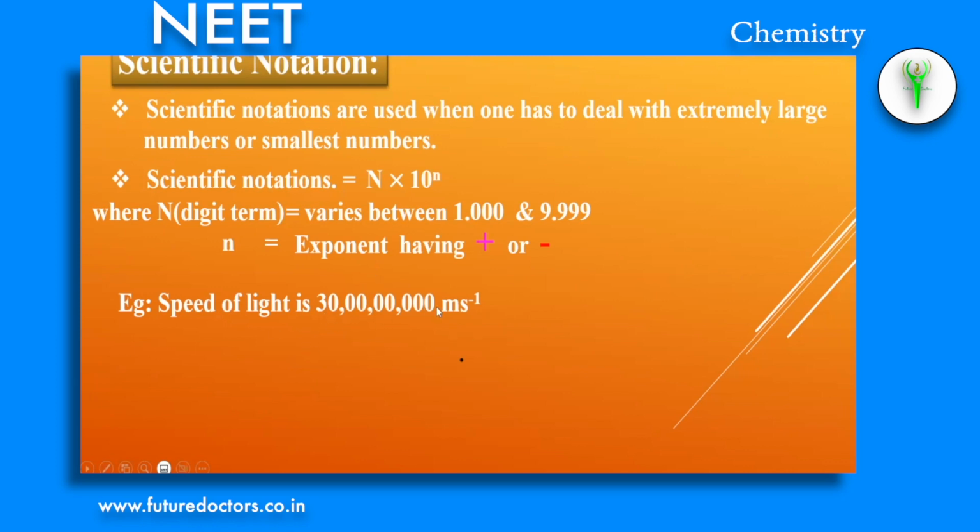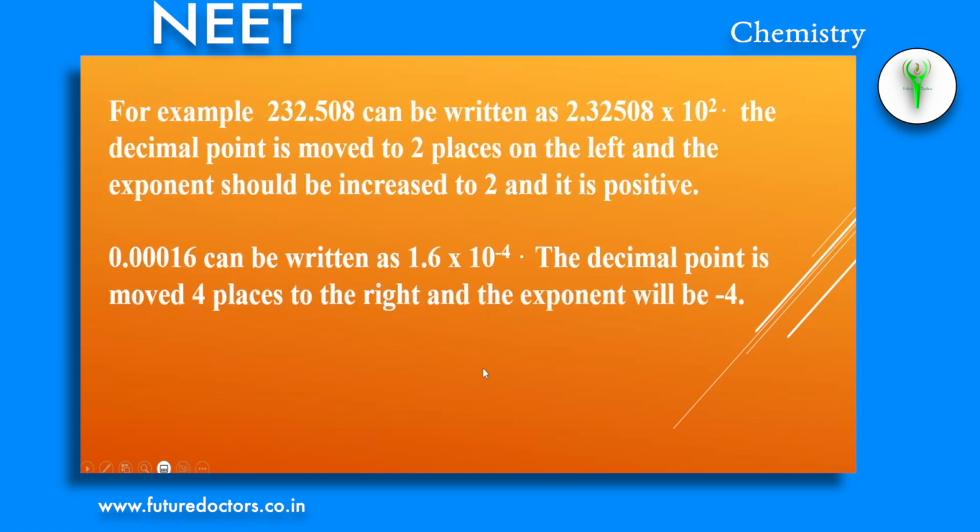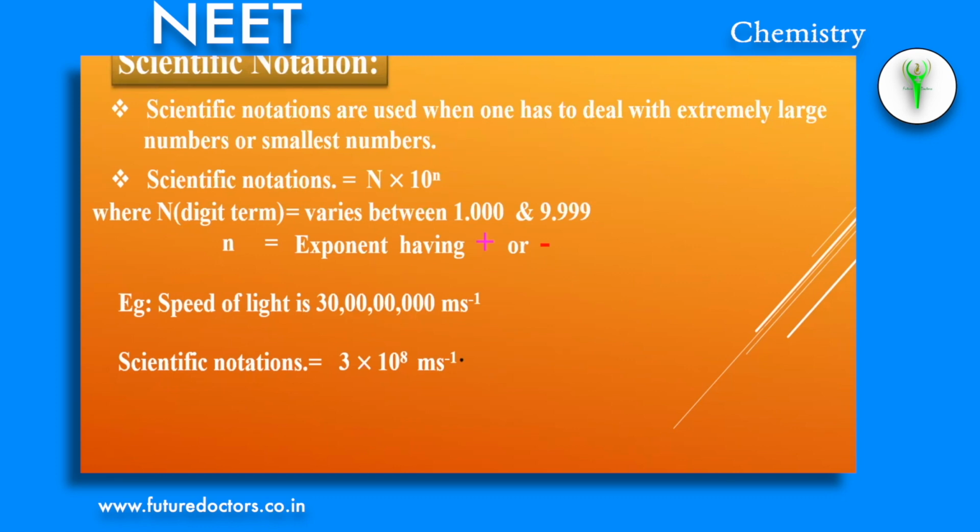The speed of light is a huge value. We can represent it in scientific notation by counting how many zeros there are: 8 zeros. So we can write this as 3 into 10 power 8 meter per second. I'll give you a number to express in scientific notation: 232.508. How will you represent it in scientific notation? Whenever you move the digit to the left hand side, the exponent will be positive.